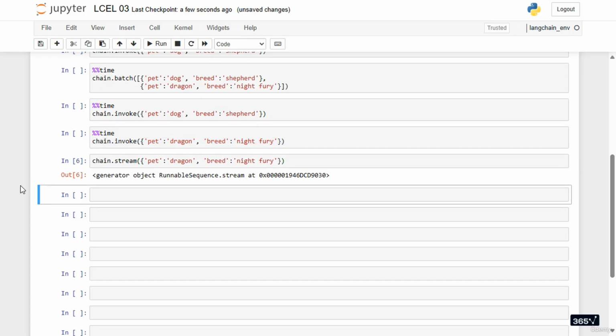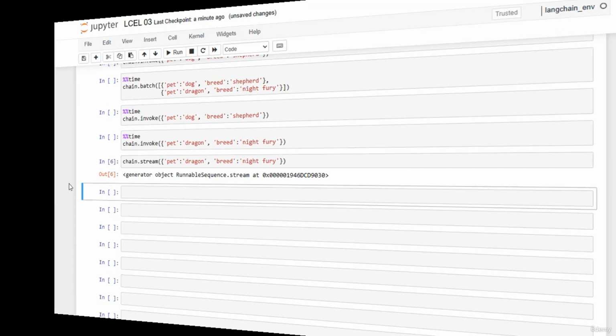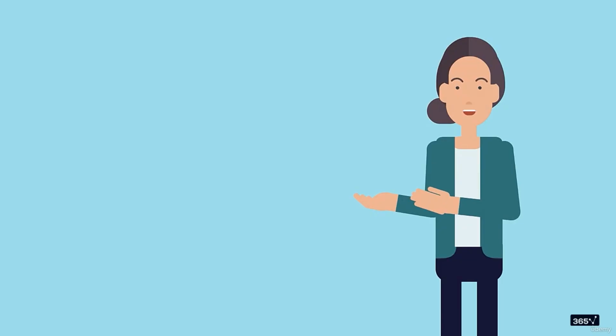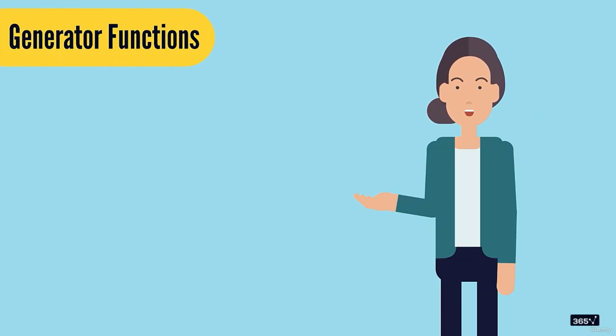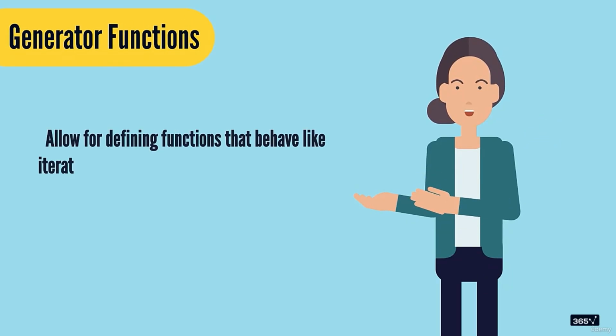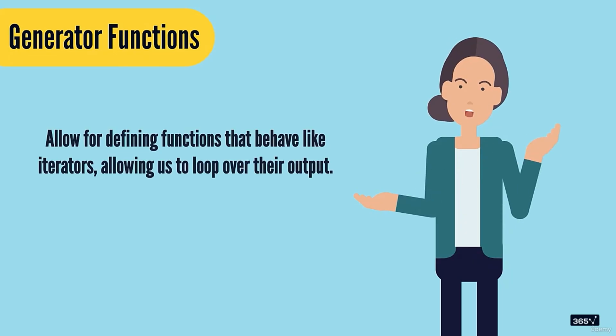Running the cell, we get an output that should look familiar. Recall that we encountered generators back when we covered OpenAI's API. Let's expand our knowledge and share additional insight into these fascinating objects. Generator functions in Python allow for defining functions that behave like iterators, allowing us to loop over their output.